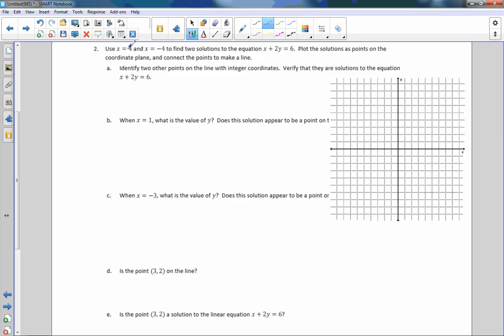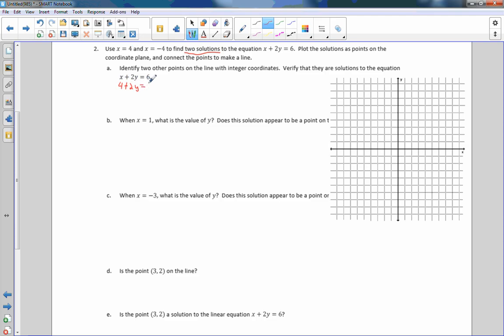It says use x equals 4 and x equals negative 4 to find two solutions to the equation x plus 2y equals 6. It says to plot the solutions as points on the coordinate plane and connect the points to make the line. So I brought in a grid here. You'll need graph paper for this lesson. So I have x plus 2y equals 6, and it says use x equals 4. So I'm going to substitute in 4 and solve.